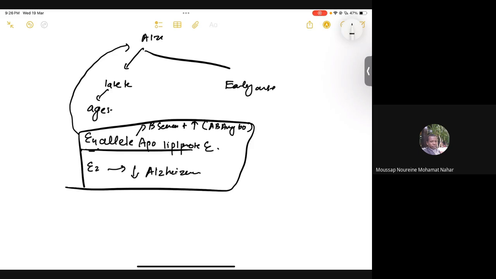So simply you can imagine that E4 is a big number, right? So if it's a big number, it has increased probability. These individuals have increased probability of getting Alzheimer's, right? And E2 is a smaller number, so they have less probability to develop Alzheimer's. Is that clear? Yes, sir. Okay, perfect.